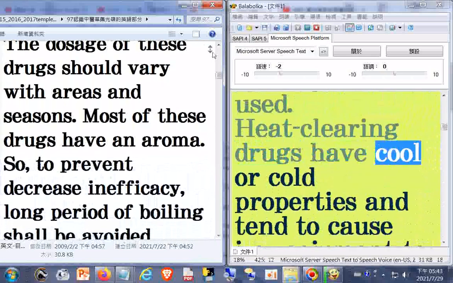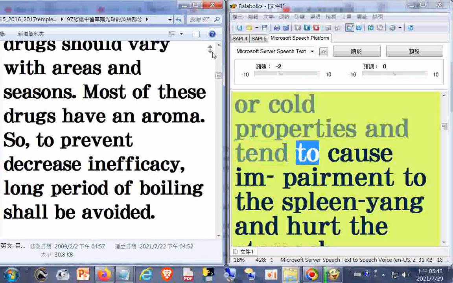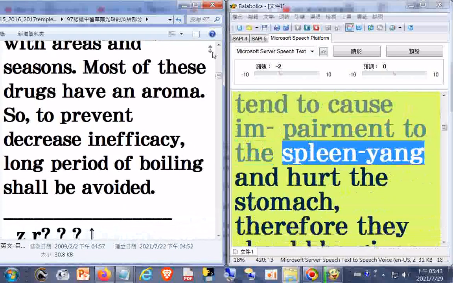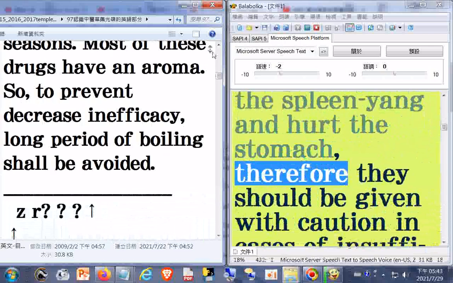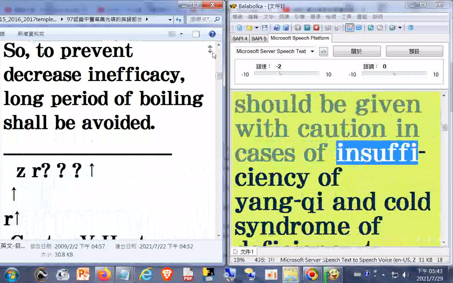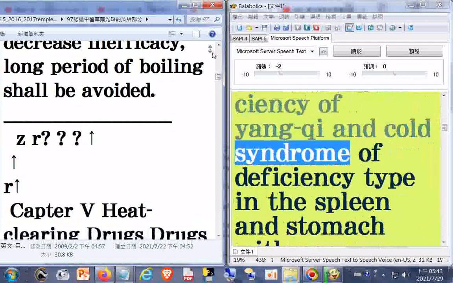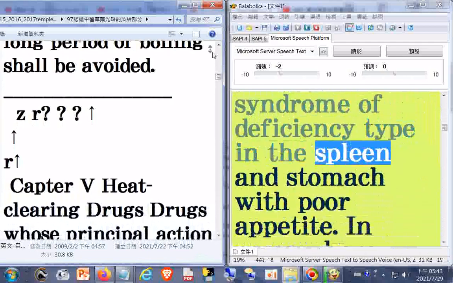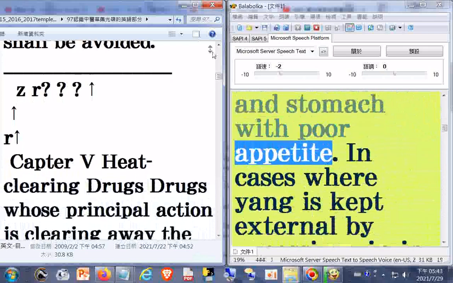Heat-clearing drugs have cool or cold properties and tend to cause impairment to the spleen yang and hurt the stomach, therefore they should be given with caution in cases of insufficiency of yang qi and cold syndrome of deficiency type in the spleen and stomach with poor appetite.